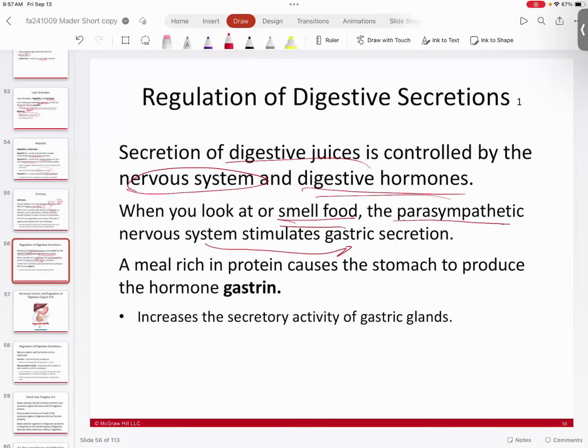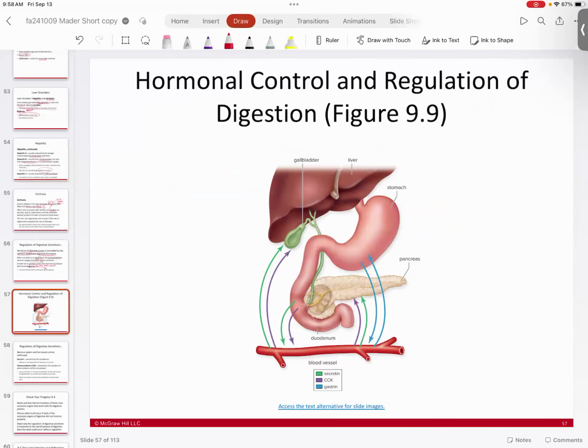If you have a protein-rich meal, the stomach will start to produce gastrin. This is the main hormone that will facilitate gastric activity. What it'll do is start to activate those gastric glands. Remember, those gastric glands are making pepsin and acid. And so this is kind of what it looks like.